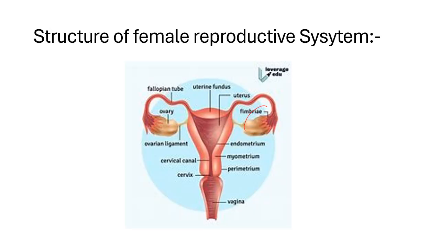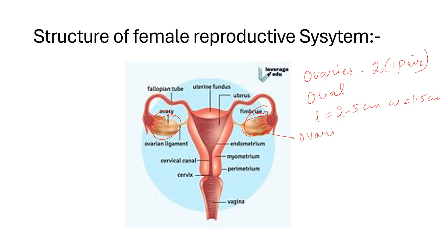Now these oval-shaped structures on both sides of the uterus are the ovaries. So one pair of ovaries is present. The shape is oval, the length is around 2 to 5 centimeters and the width is around 1.5 centimeters. Now coming to the internal structure, you can see this outer layer is known as ovarian stroma.